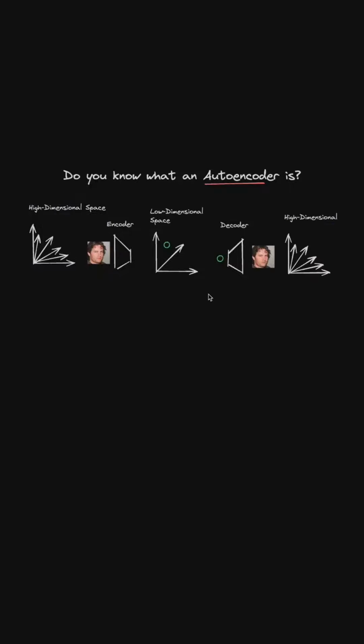Do you know what an autoencoder is? Autoencoders are a super cool neural network architecture that is able to compress high-dimensional data into a lower-dimensional space called the latent space. The network is composed of two parts, the encoder and the decoder. The encoder's purpose is to produce a vector whose length is smaller than the input, while the decoder takes the encoder output and tries to reconstruct the original input.